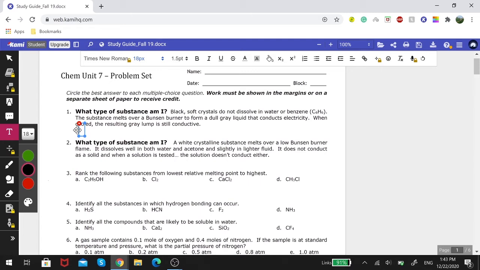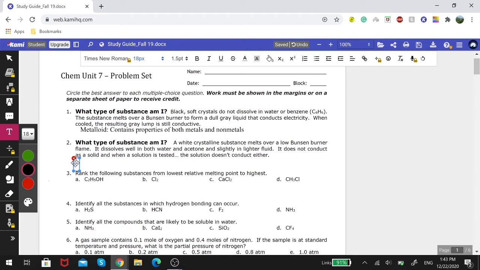Now, how do we know if it's a metalloid? If it contains properties of nonmetals. Does this contain properties of nonmetals? It can. Not all nonmetals are soluble, and some nonmetals can be solid at room temperature as well. So this is most likely a metalloid, as it contains properties of both metals and nonmetals.